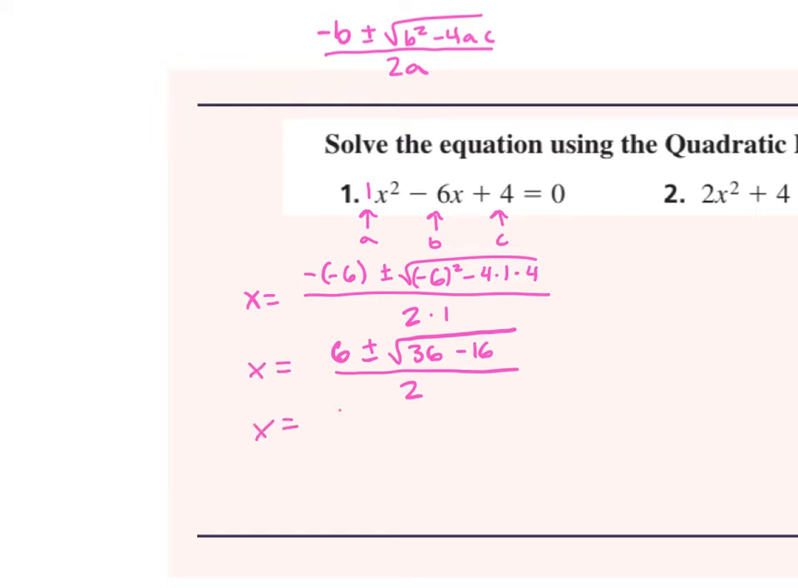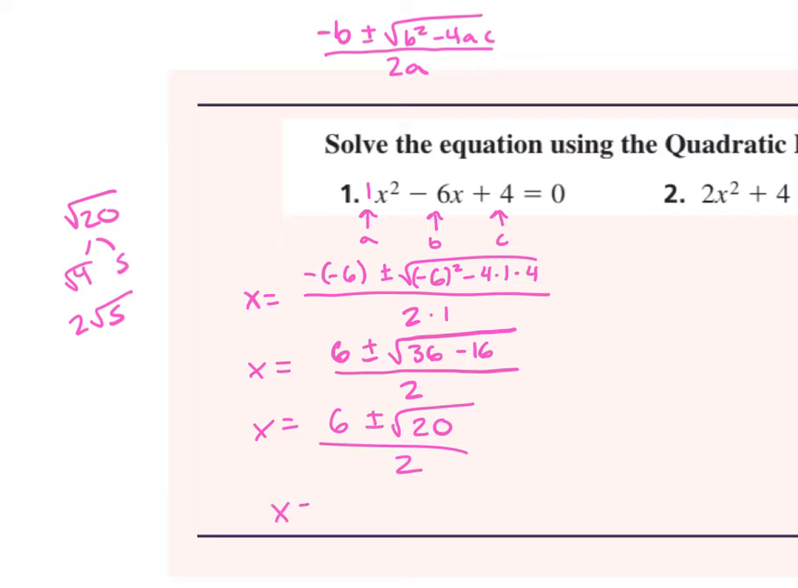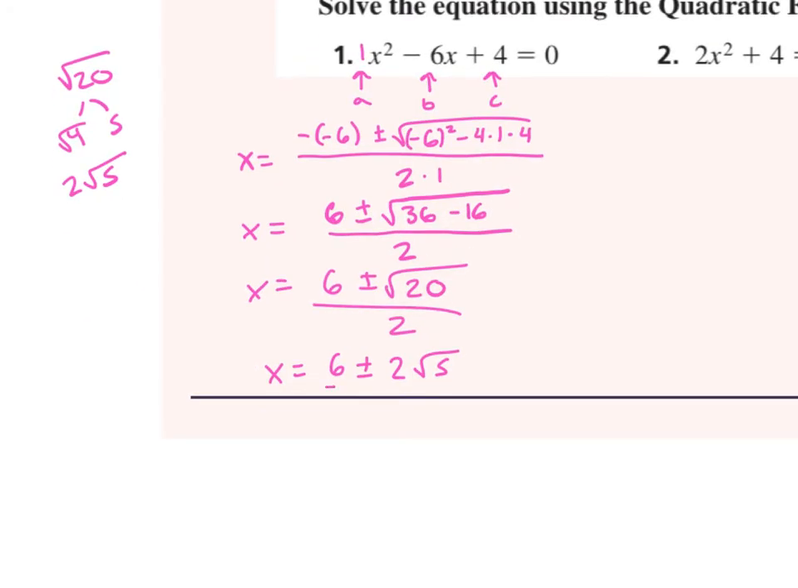We can simplify some more. So we have 6 plus or minus the square root of 36 minus 16, which is 20. And we can simplify the square root of 20. 20 breaks down into 4 times 5. The square root of 4 is 2, so this would be 2 square root 5. So x is equal to 6 plus or minus 2 square root 5 over 2.